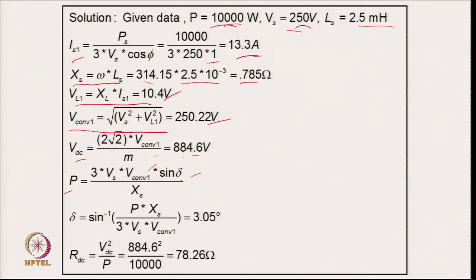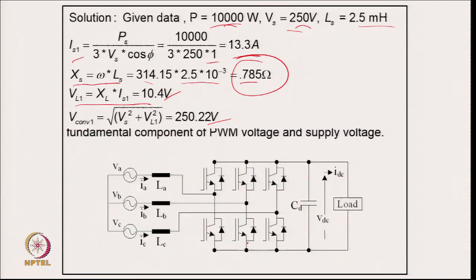Now, from the power relation, 3 Vs V converter 1 into sin delta divided by XS, for power flow equivalent to a power system, we get the power angle, called delta or phase shift, from this sine relation. Putting the value of all of them, it comes to 3.05 degree. So, it has very good stability because this angle is very low, the reason being that you are putting a very small reactance here, not a very large reactance, and quite a low inductance also. The equivalent resistance is calculated as DC voltage upon power. So, that comes to 78.26 ohm.